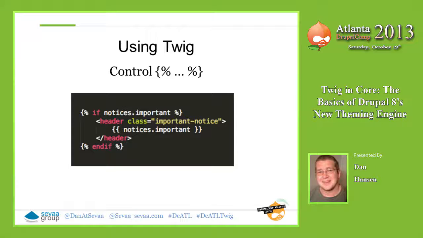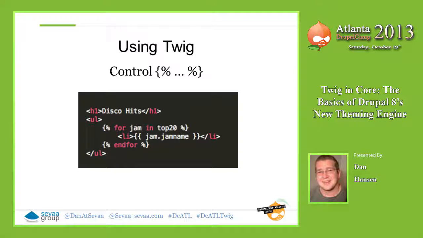So you've got your if statement: if notice is important is present, then you'll print out that notice is important within the item. I'm pointing on the screen, I'm sorry. Then you have if notice is not important is present, then you can print that out, and then you can just end the if after that. There's a whole bunch of different control structures. This, for example, is a for loop.